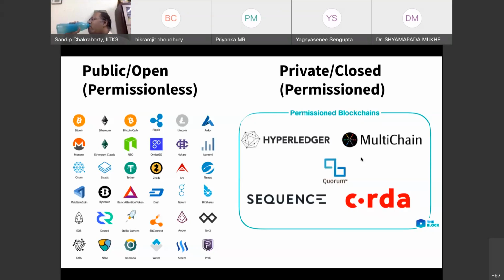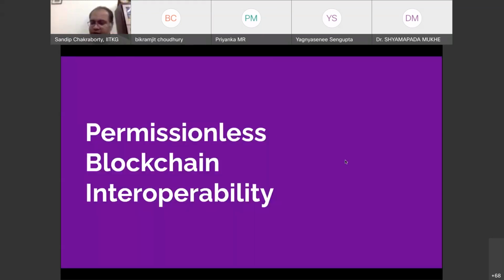Now, depending on the context, you might need interoperability from a public network to a private network, or you might need interoperability between two public networks, or between two private networks. So in this particular talk, we are going to look at all these three different concepts. We will start with permissionless blockchain interoperability, which basically asks how you are going to transfer money or assets between two different open, permissionless blockchain networks.